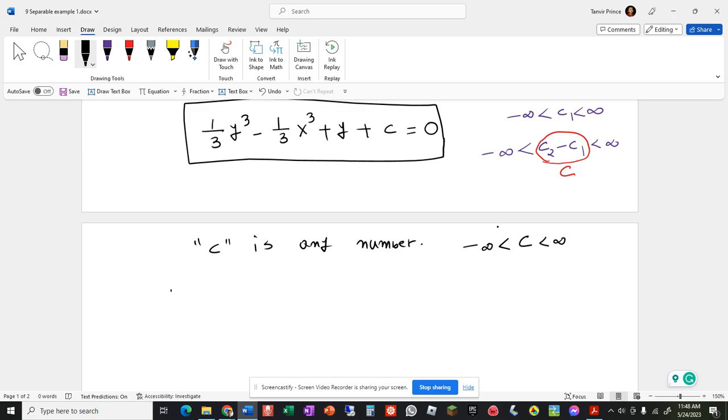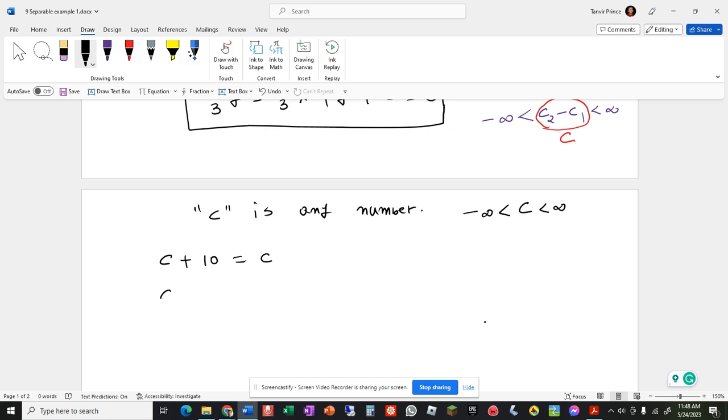If you add something to c, let's say c plus 10, I can actually replace that by c, because if c is any arbitrary constant, c plus 10 is also some arbitrary number. So why call it c plus 10? I can just replace this by c, right? If I subtract, c minus 100, for the same reason, I can replace this by c. If I have 5c, I can replace this by c.